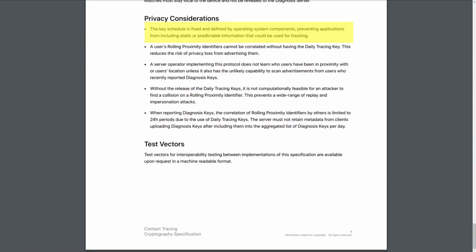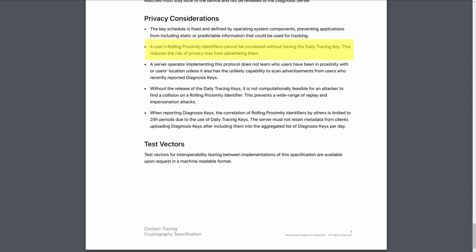The key schedule is fixed and defined by operating system components, preventing applications from including static or predictable information that could be used for tracking. In other words, the API cannot be manipulated to add additional information. The entire API takes care of how the keys are derived. A user's rolling proximity identifiers cannot be correlated without having the daily tracing key. This reduces the risk of privacy loss from advertising them.